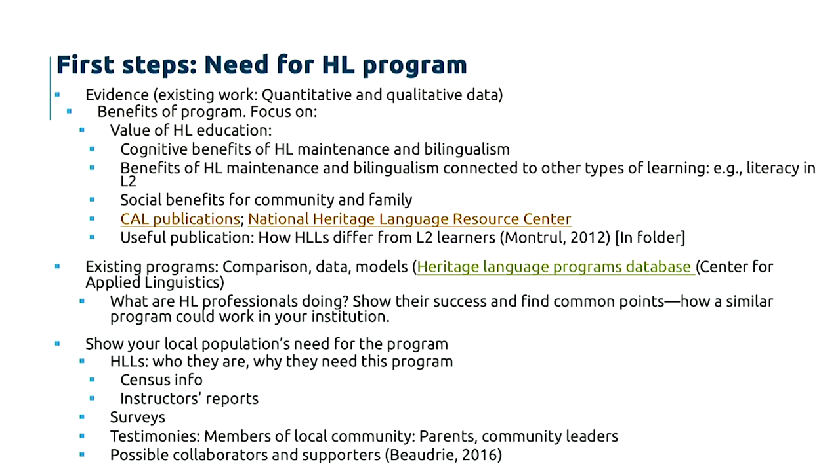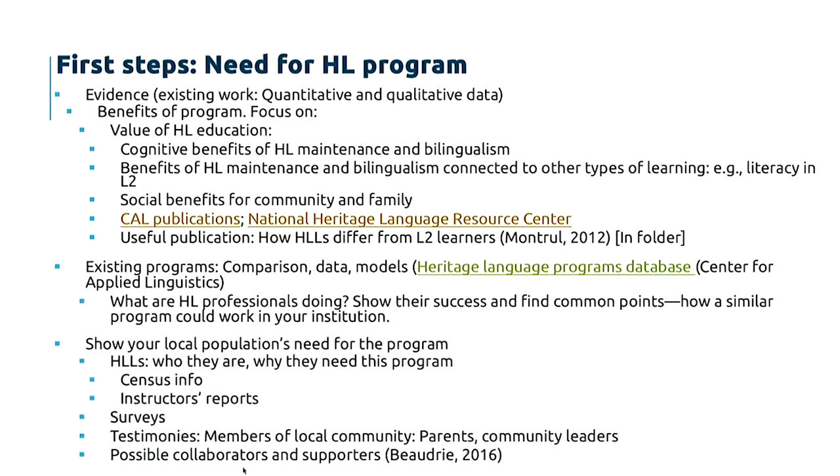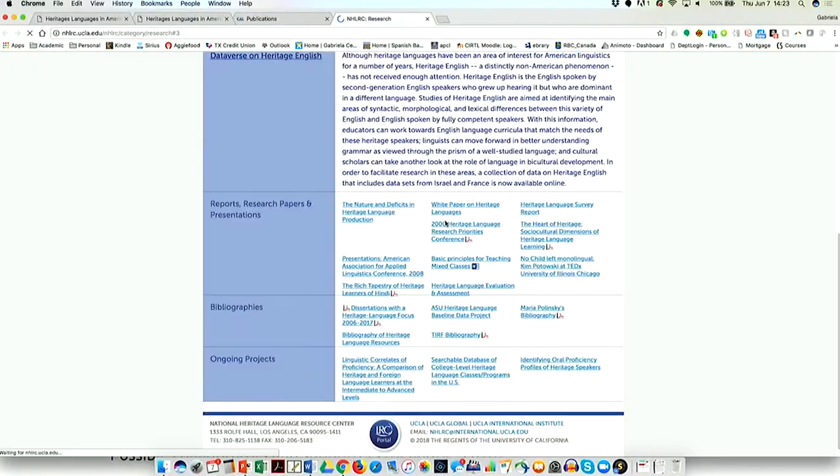And what I have here is a series of very good resources. First of all, you have some of the publications by the Center for Applied Linguistics, and you have the link there. But there's also the wonderful resource that we have in California, the National Heritage Language Resource Center, which has tons of evidence-based publications that you can use, okay?